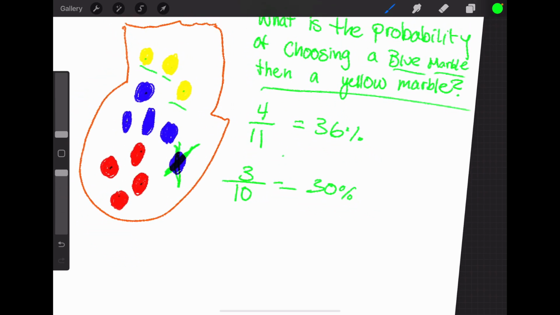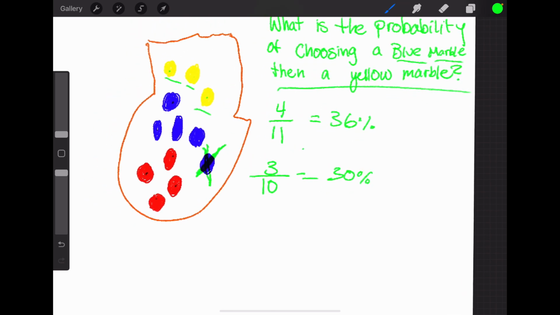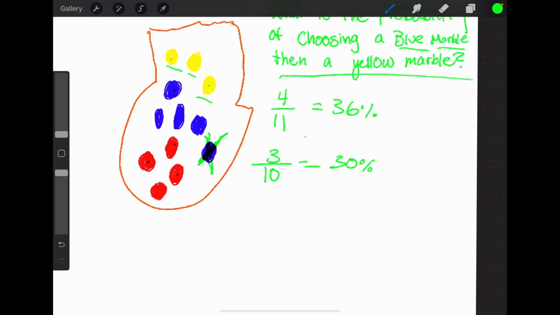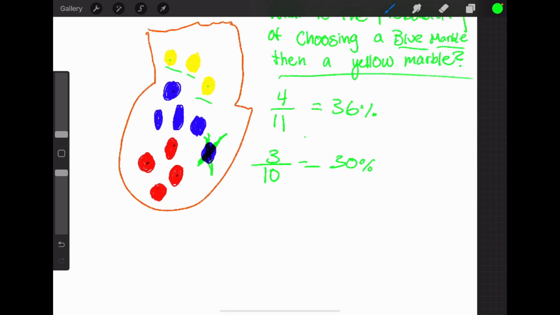But that's not what they're asking us. They're asking us what is the probability of doing those both in a row. Now to find that, it's pretty simple. You just have to multiply the 4 over 11 by 3 over 10.